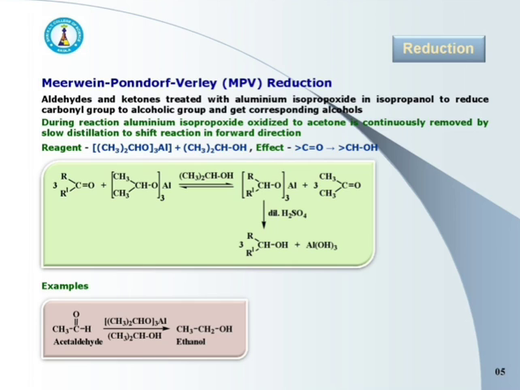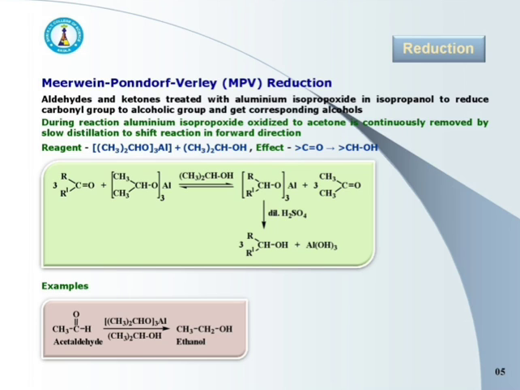The reagent used is aluminum isopropoxide, that is (CH3)2CHO thrice Al, plus isopropyl alcohol. Here in this reduction, the effect is that the carbonyl group gets converted to alcohol group, that is C=O to CHOH, so as to form the alcohols.